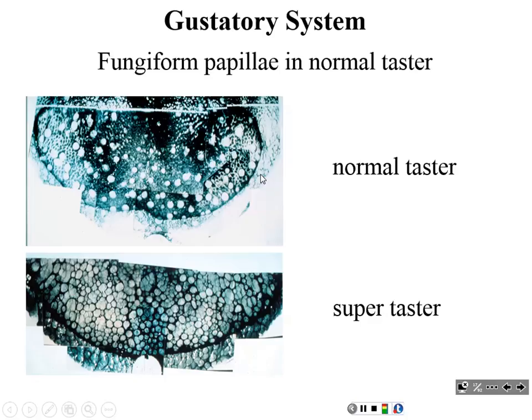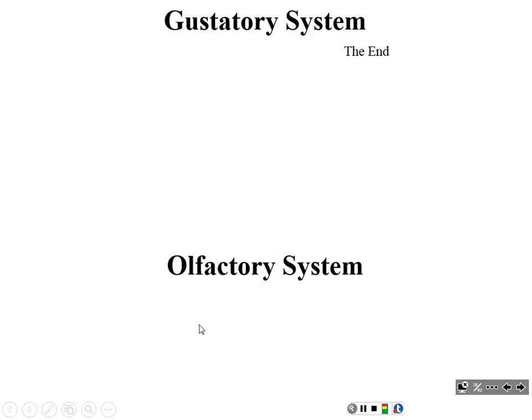And to finish with the gustatory system, here is how the fungiform papilla look in a person that is a normal taster. Here is how it looks in a super taster. So super tasters basically have more papilla than the rest of us, me in particular. Okay? Any questions about the gustatory system?